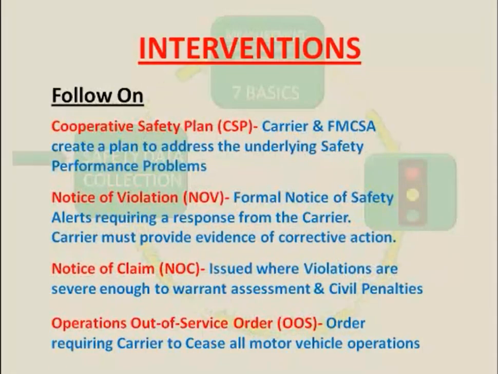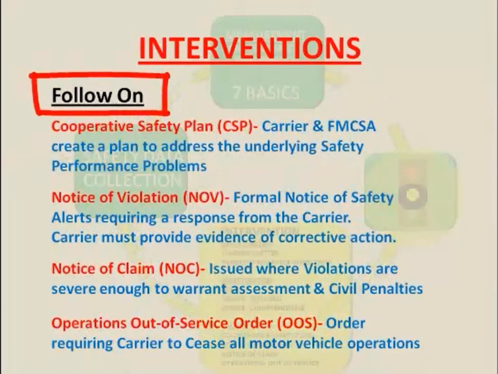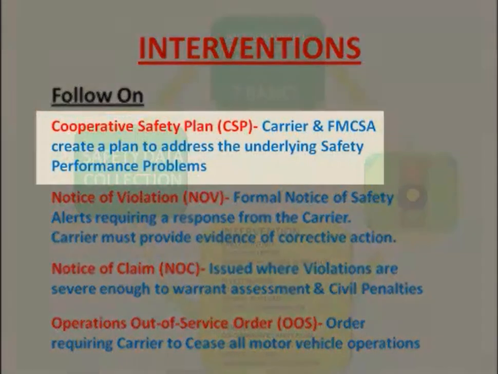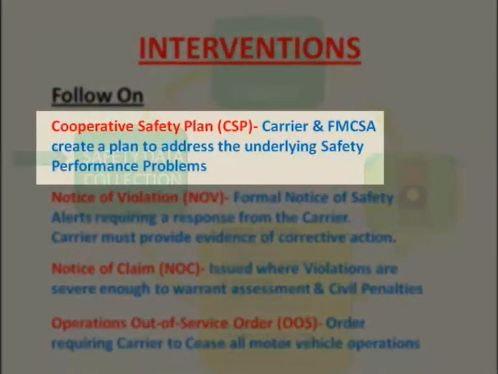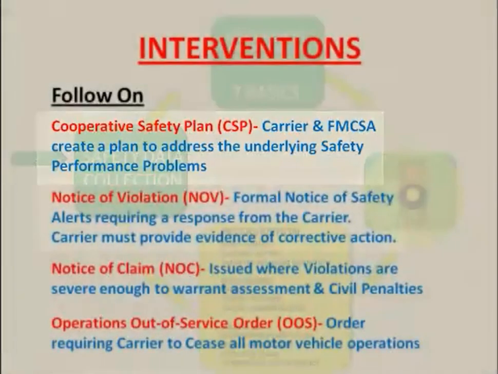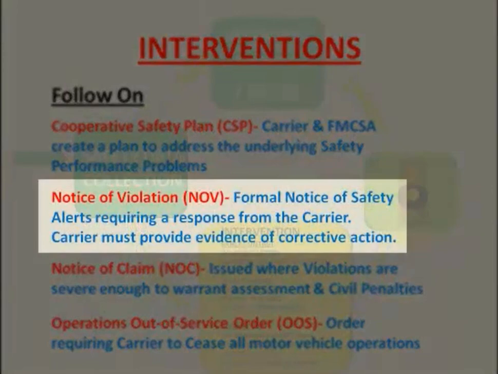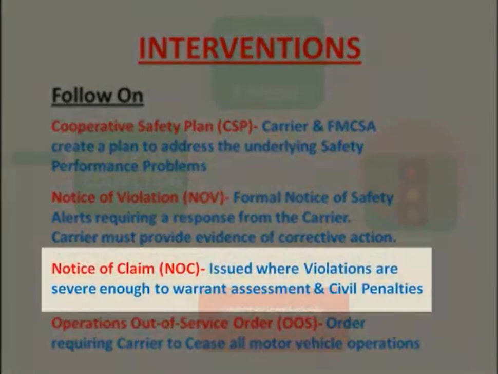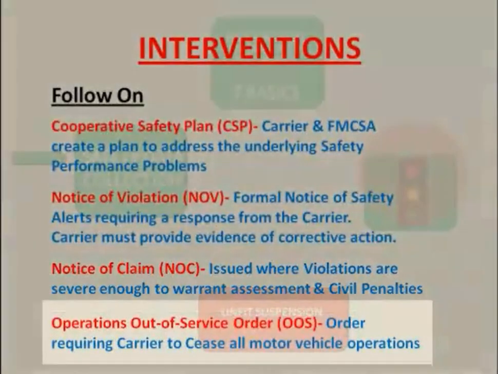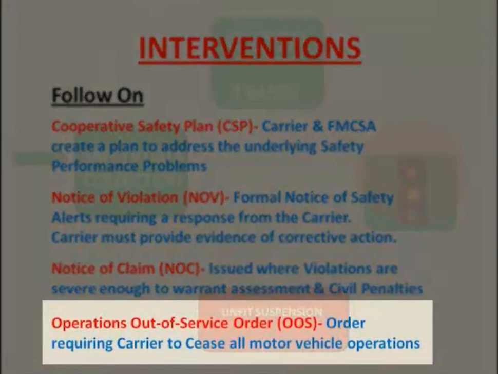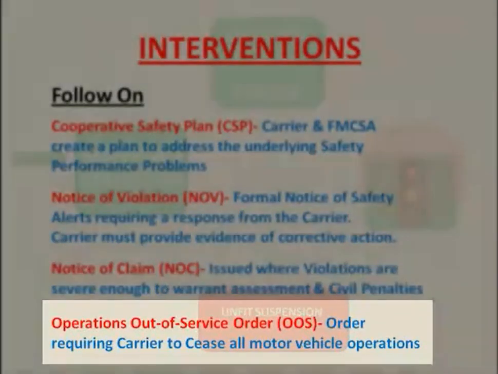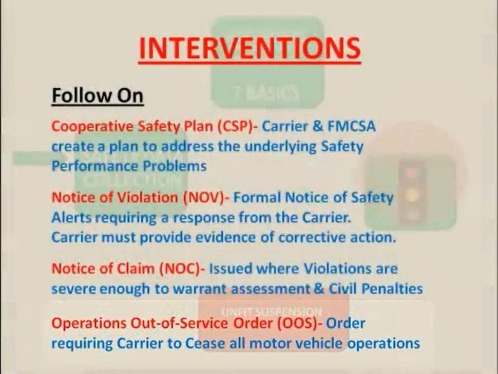The final step in the intervention process is the follow-on. When safety alerts are not dealt with by company management, first, a cooperative safety plan, or CSP, may be required, where the carrier and the federal motor carriers create a joint plan to address the underlying safety performance problems. Additional steps would include a notice of violation, requiring the carrier to provide evidence of corrective action, a notice of claim, where civil penalties may be assessed, and last, but the most serious, operations out of service order, requiring the carrier to cease all motor vehicle operations.